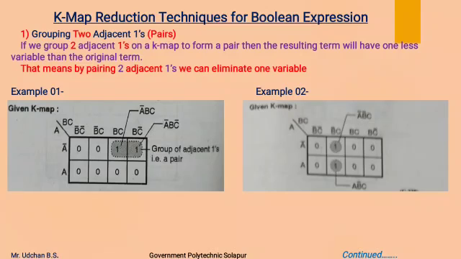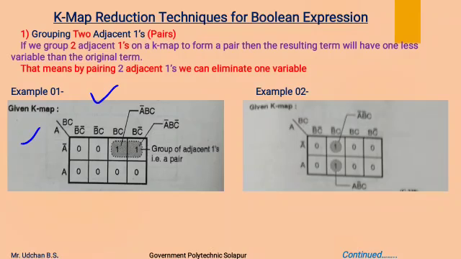given Boolean expression. Now here we will see some examples of how to make a group of two adjacent ones, and what will be the effect of pairing two adjacent ones. Now this is the first example in which the K-map entries are already available in the K-map boxes. So we only have to find the two adjacent ones and make a group of those two ones, that is, we have to make a pair.